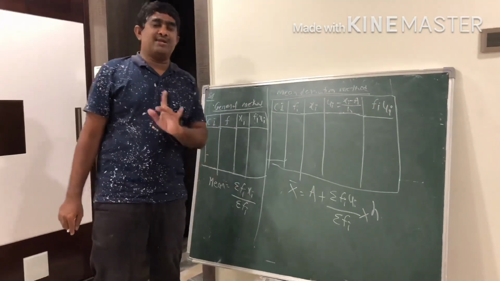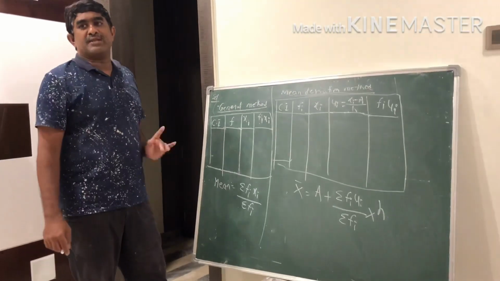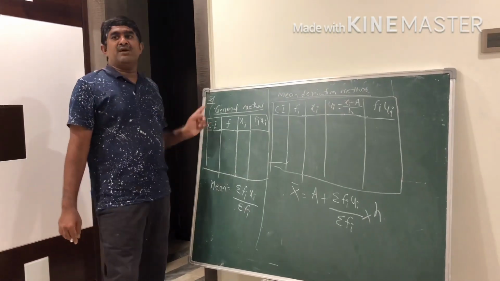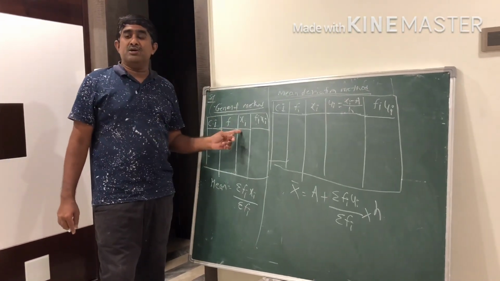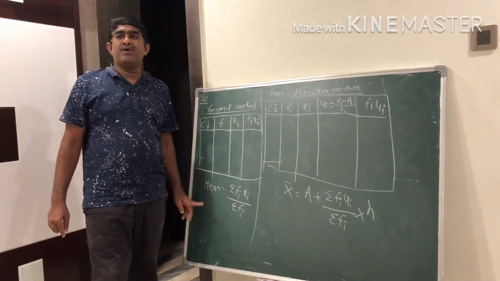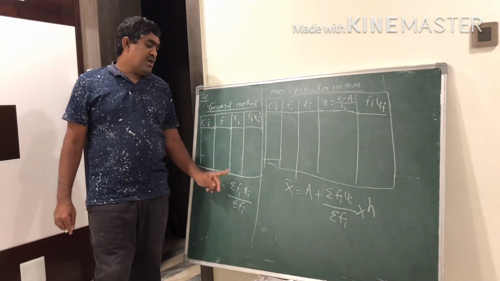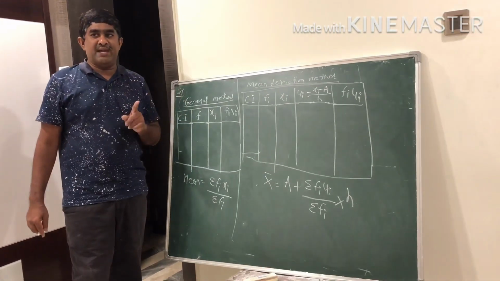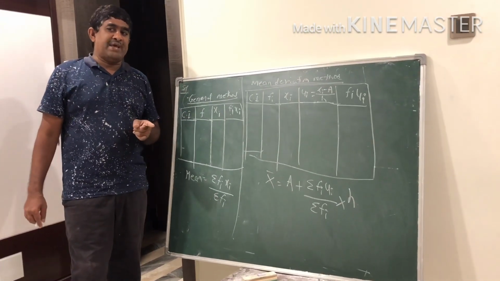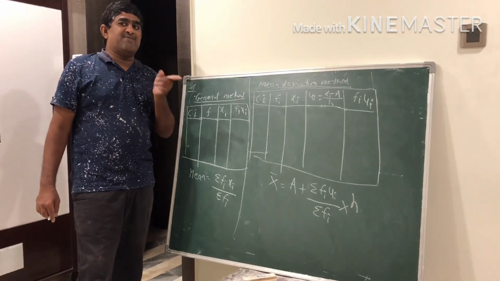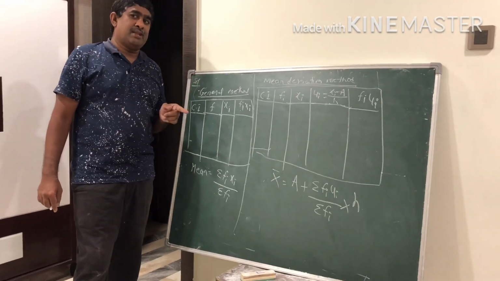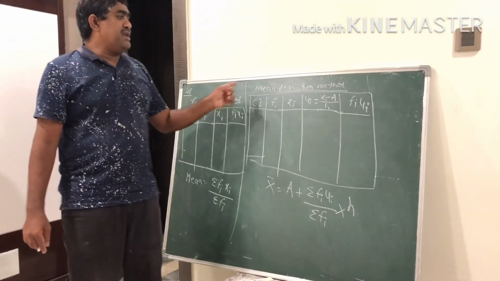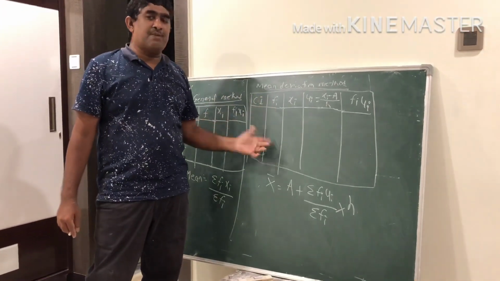What is the general method formula? What is the table? Class interval, frequency, mid value, fi xi. What is the formula? Mean equal to sigma fi xi by sigma fi. If I ask you children any time, Lokesh, be ready tomorrow, you are the first person to answer me. Okay? Mean deviation method, you have to explain this table like this.